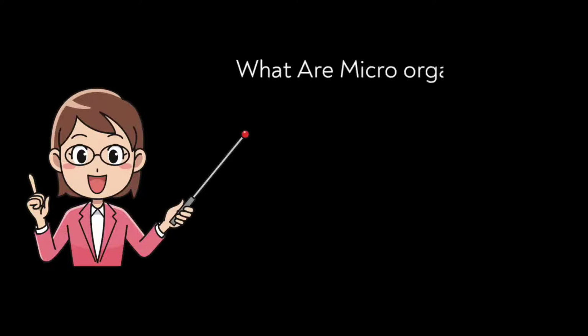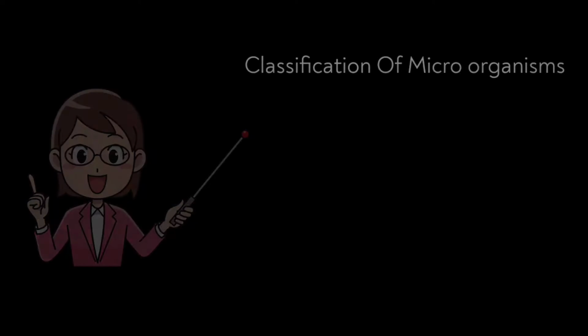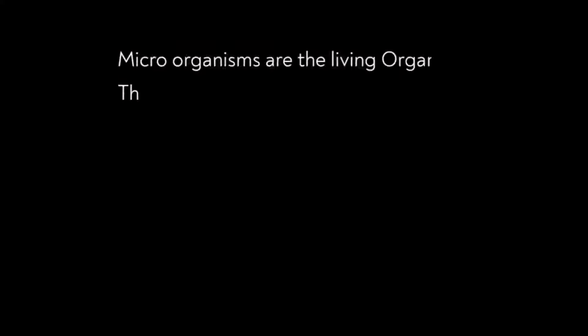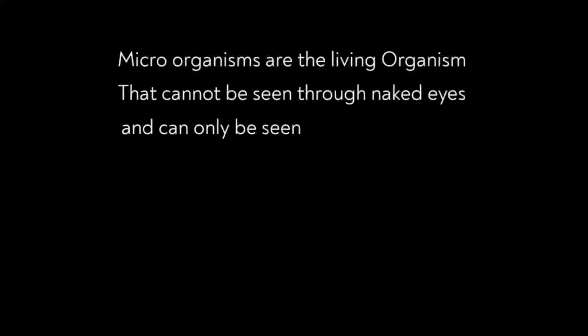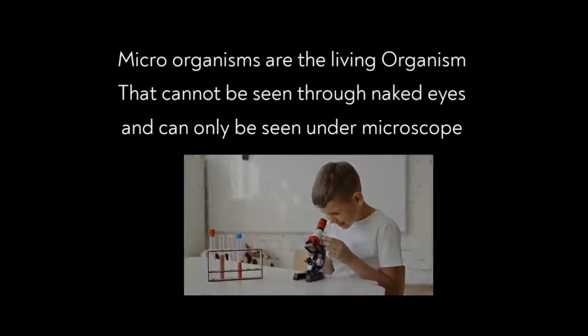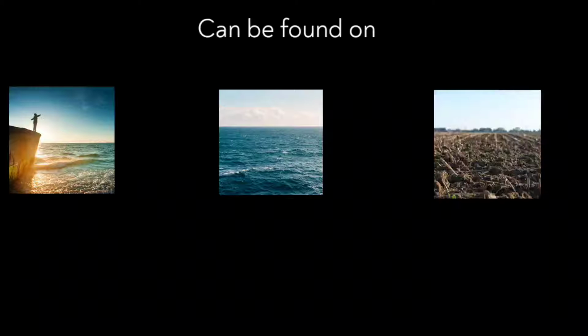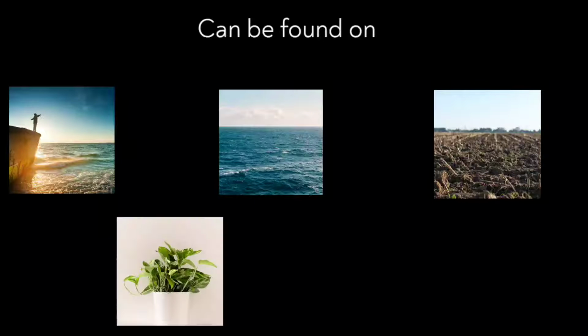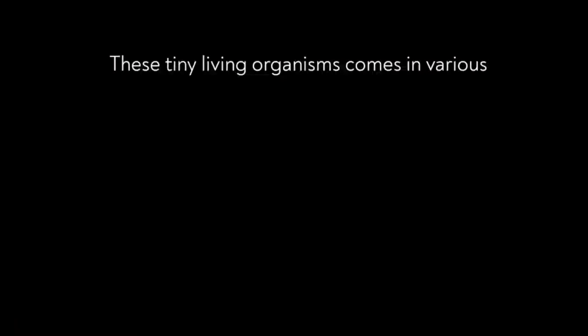Today we are going to learn about what microorganisms are and the classification of microorganisms. Microorganisms are living organisms that cannot be seen with the naked eye and can only be seen under a microscope. Microorganisms can be found in air, water, soil, and also inside the bodies of plants and animals. These tiny living organisms come in various shapes, forms, and structures.